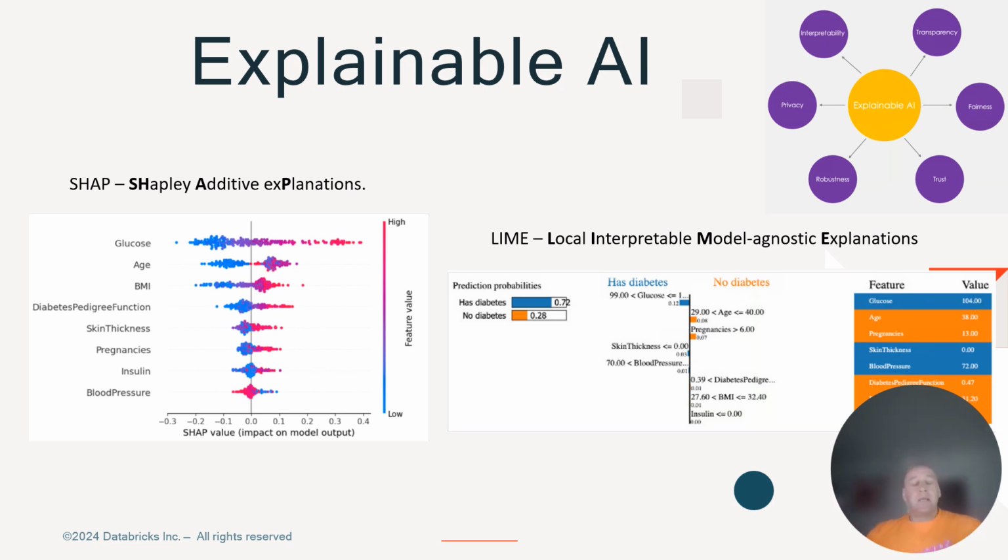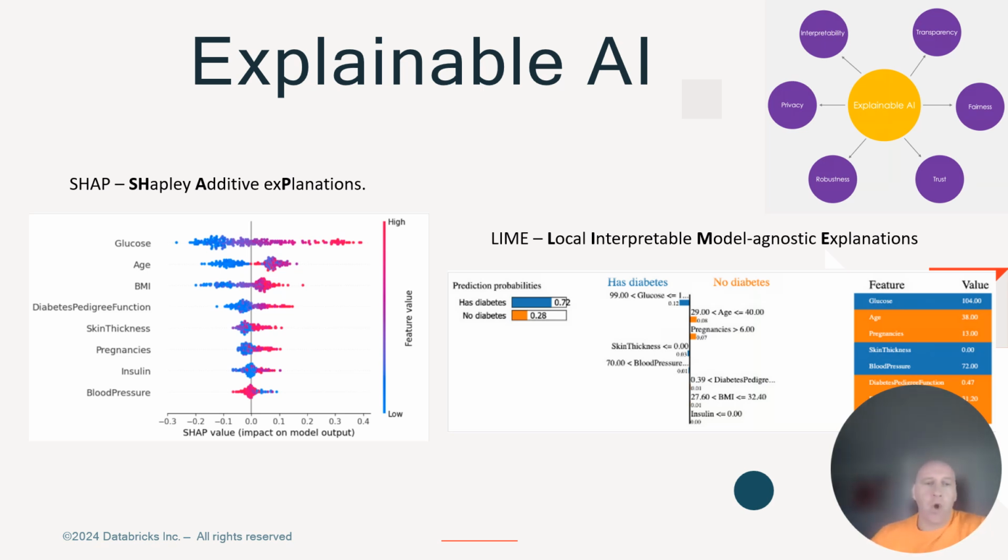Some of these things, guys, are worth looking at and exploring in your model development. Look at SHAP, look at LIME, look at explainable AI articles that allow you to think about how we can showcase the privacy, robustness, trust, fairness, transparency, and interpretability of our models.